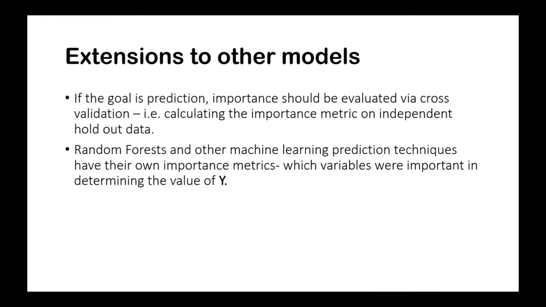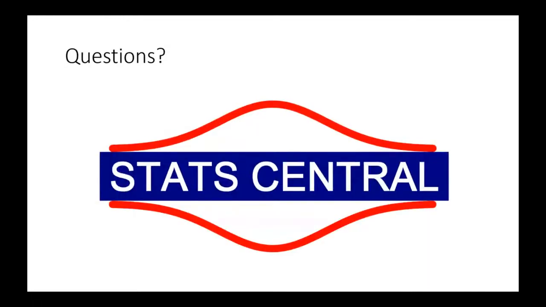And so random forests and other machine learning prediction techniques, which are designed to just predict Y, have their own built-in importance metrics that come as a kind of byproduct of the algorithm, and their importance metrics tell you which variables were important in determining the value of Y. So it's slightly different to what I've been talking about here, but it's another definition of importance. If your aim is to predict Y, then that might be a good way to go. So it was a tricky topic to research because I did find so many different things out there, but if you have any questions, I'll do my best to answer them.